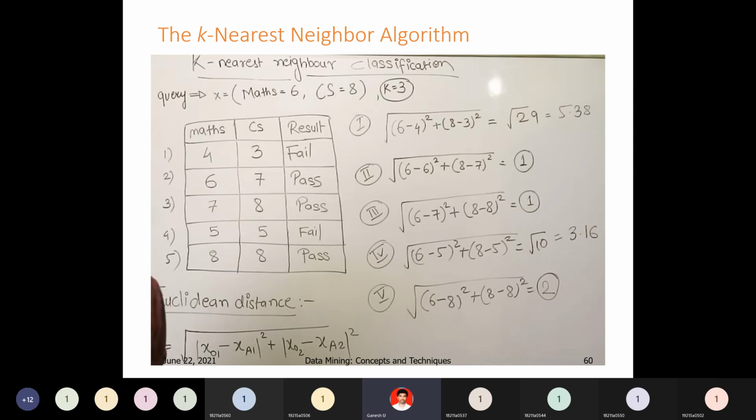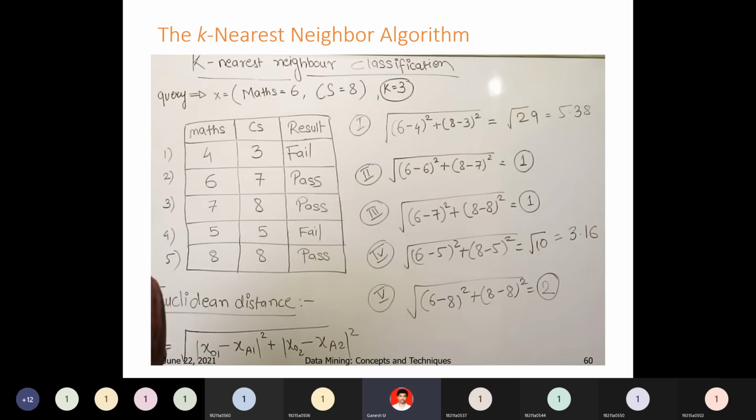Here I am giving a query. X is a person, a student. He is having marks as points. In math, he is having 6 points. In computer science, he is having 8 points. Okay. So here k is equal to 3. That means how many points you have to take. So here you have to take 3 points.